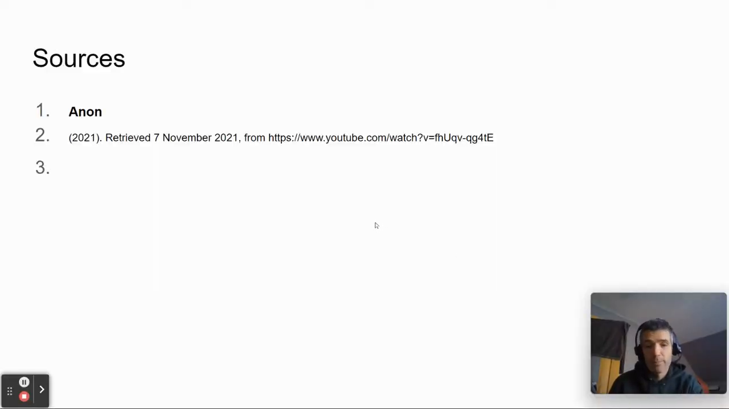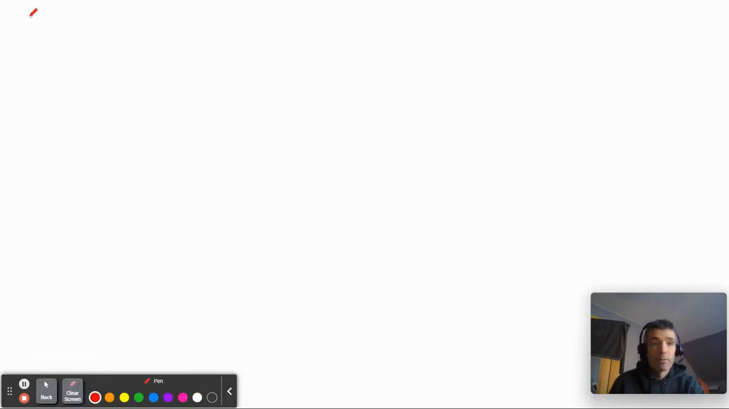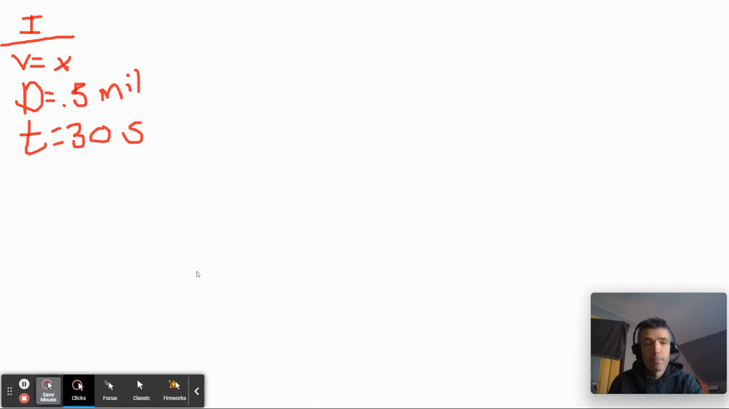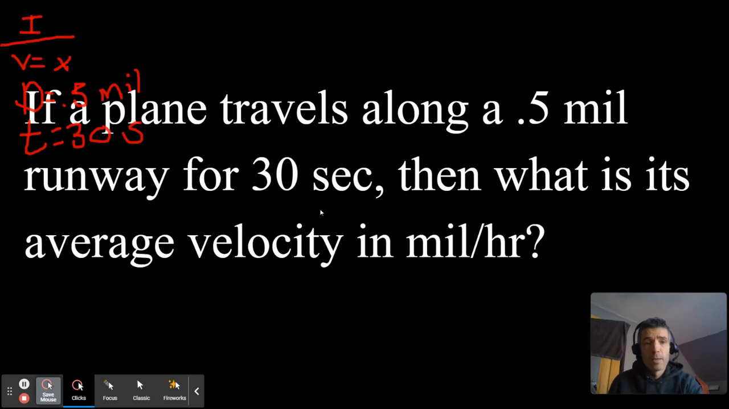So to do this with the four-step format, I'm going to need to know what my info is. Well, I want to know my velocity. That's x. I'm going to label that clearly. My distance was 0.5, that's a half a mile, and my time was 30 seconds. Now, if you remember, it asked for miles per hour. So I'm going to have to convert this seconds into hours.